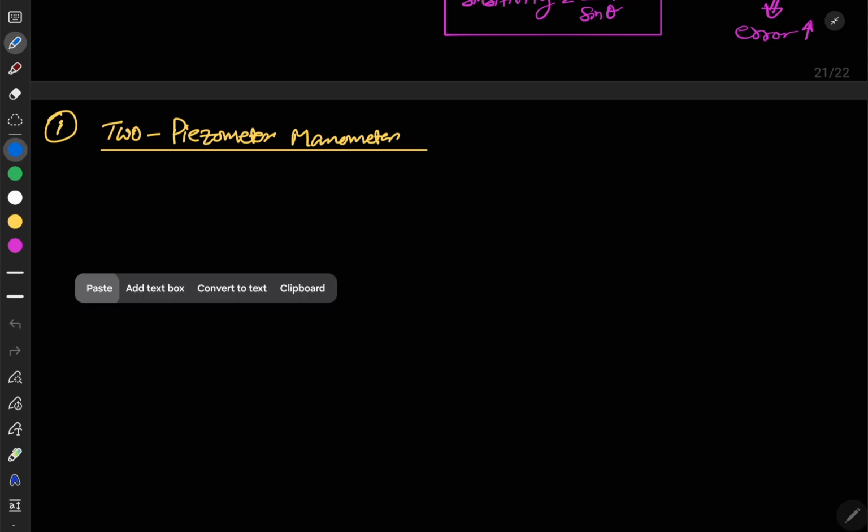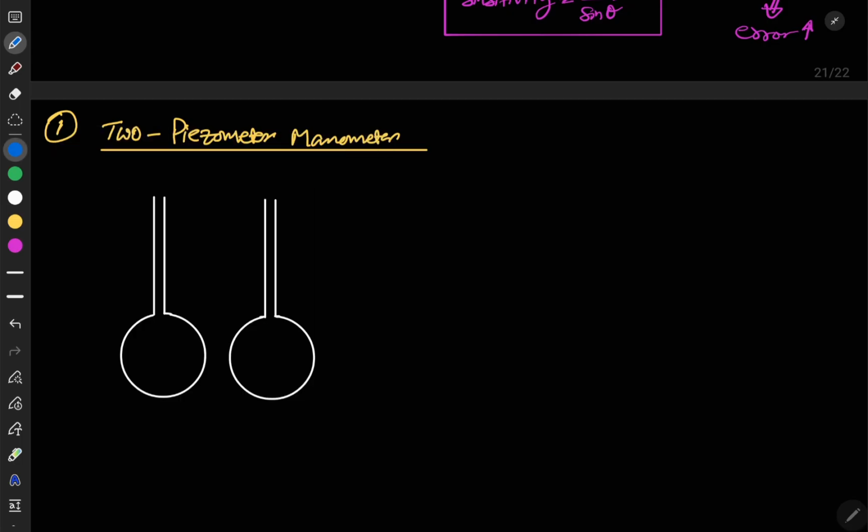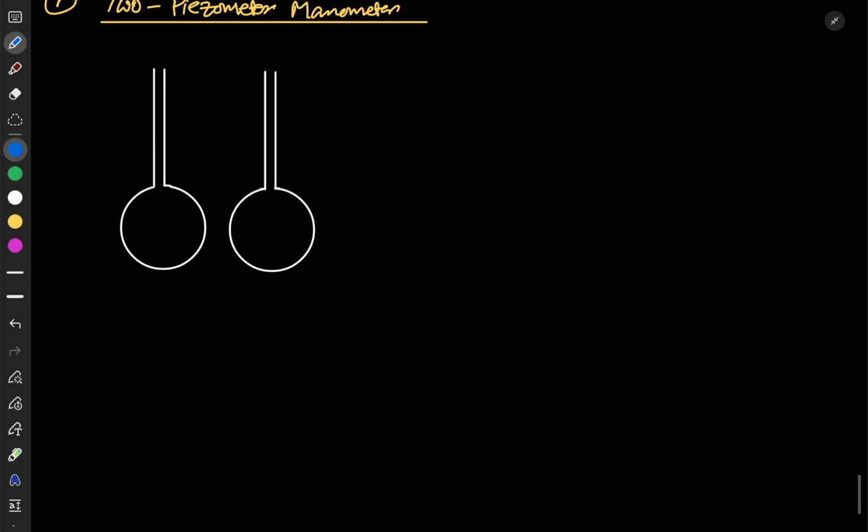So it's like this. At two different locations we install our piezometer. Let's say this is location A, or pipe A, and this is location B, or pipe B. This is our center line.